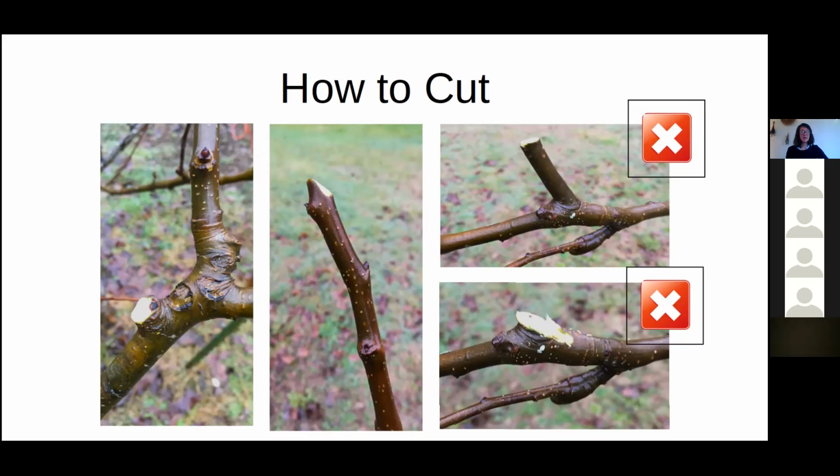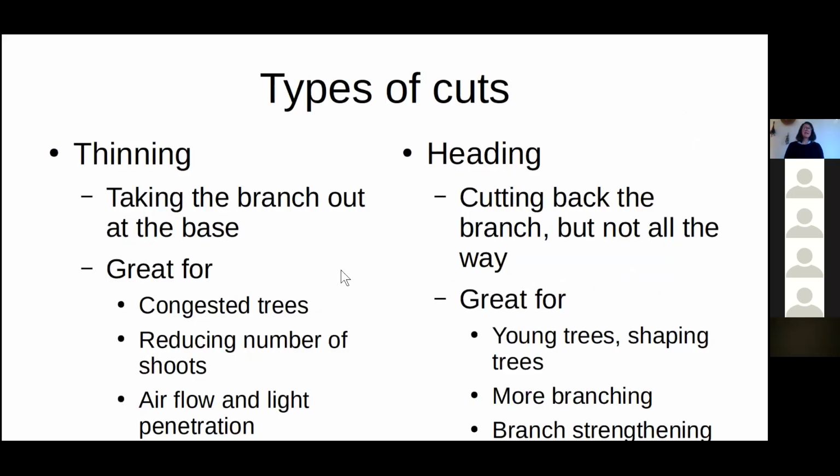I'm going to check the chat here. It looks like there's a couple photos. Wonderful.